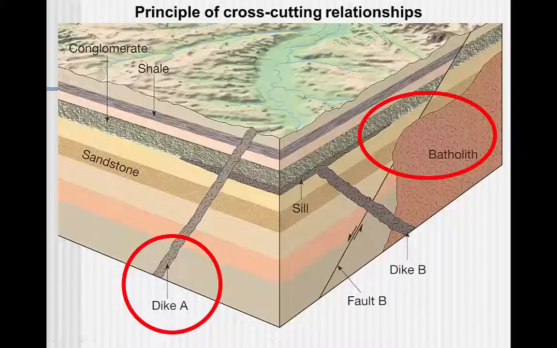However, which is older, dike A or the batholith? Now we can answer that by chaining events together. After the sandstone was deposited, it was cut by a fault, which was then cut by the younger batholith, which was cut by the magma creating dike B and the sill, which was cut by dike A. Therefore, the batholith is older than dike A, and dike A is younger than everything on the screen except for the erosion that is currently happening at the surface.